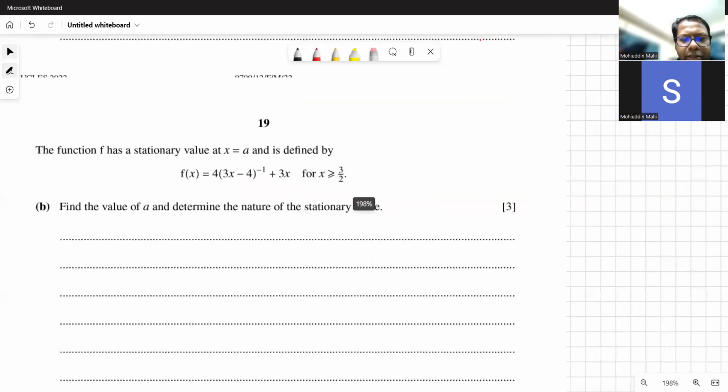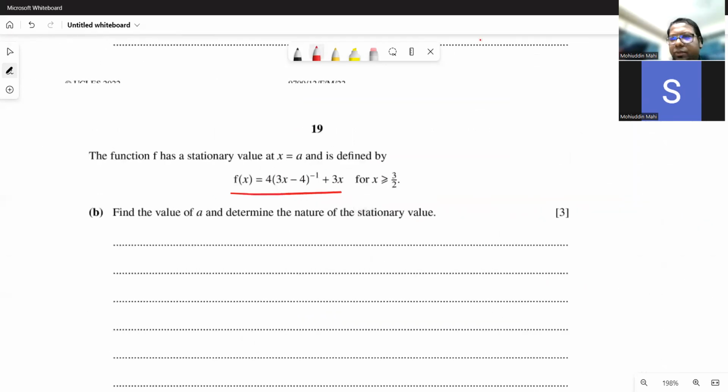Now in question B, you will compare this function with the function that is given in A. Both functions are the same, the only difference is at the position of k, here 4 is given, but the rest of the function is the same. This function has a stationary value at x equals a, and the domain given is x greater than or equal to 1.5. So we have to find the value of a and determine the nature of the stationary value.